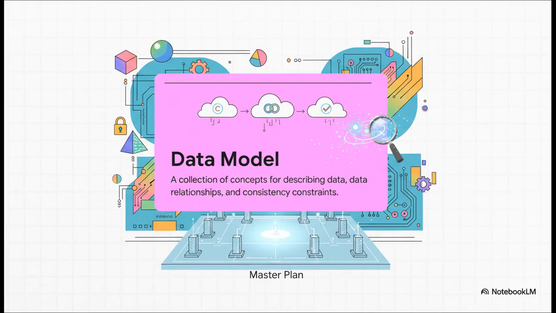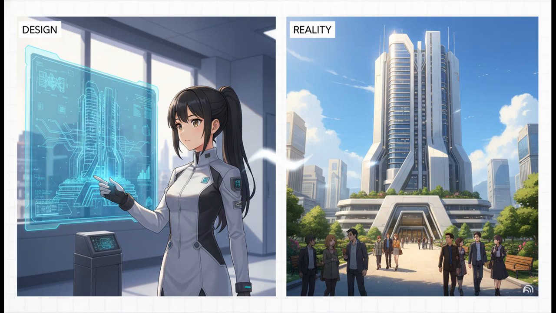All right, so the official, kind of nerdy term for this plan is a data model. It's just a collection of ideas for describing your data, how it all connects, and the rules it has to follow. But honestly, let's just stick with our analogy. It's the master plan you draw up before you even think about pouring the foundation. And just like building a house, any good plan really has two fundamental parts, doesn't it? You've got the design, and then you've got the real thing.